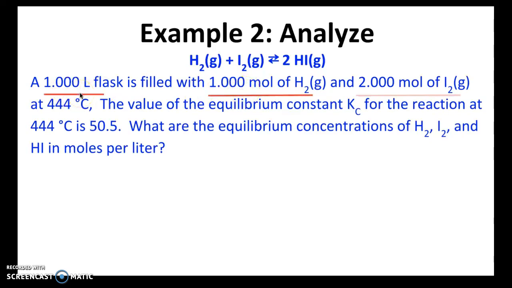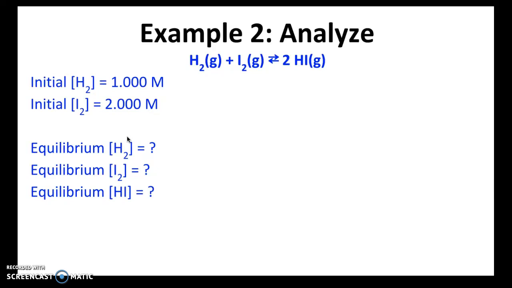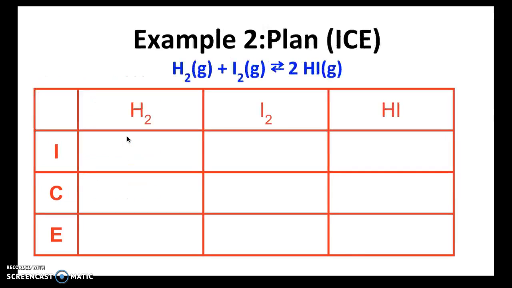I'm just going to underline some of the key information that we found here. Of course, they also gave us a Kc, which we definitely need. We need the equilibrium constant, and it's 50.5. What we're looking for is the equilibrium concentrations of H2, I2, and HI in moles per liter, which is essentially molarity. So here's all of the information that we got: the initial concentration of the two reactants, and what we need to find is the equilibrium concentrations. So how do we approach this problem?